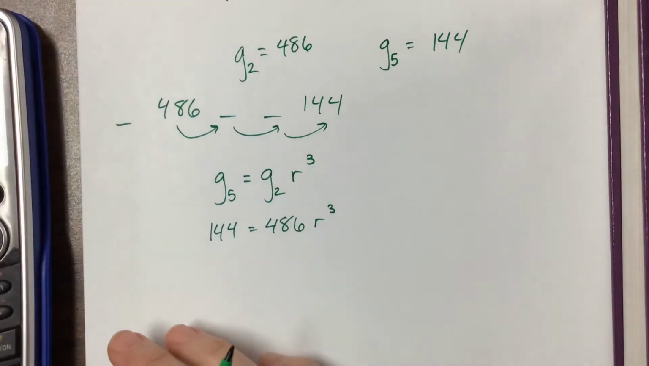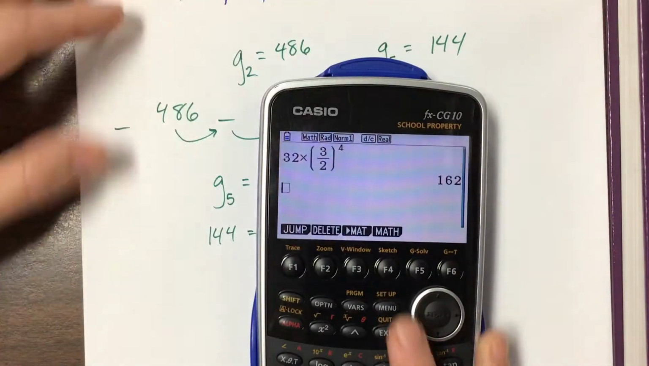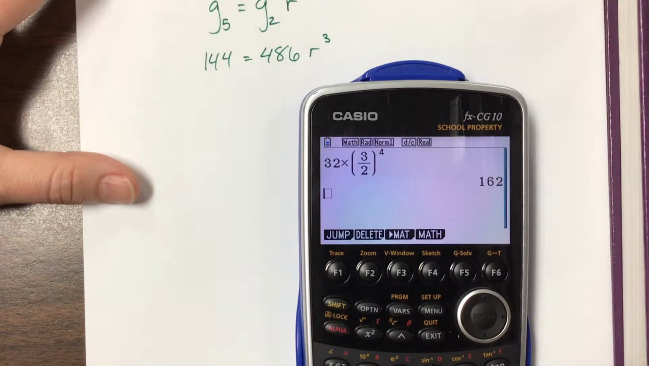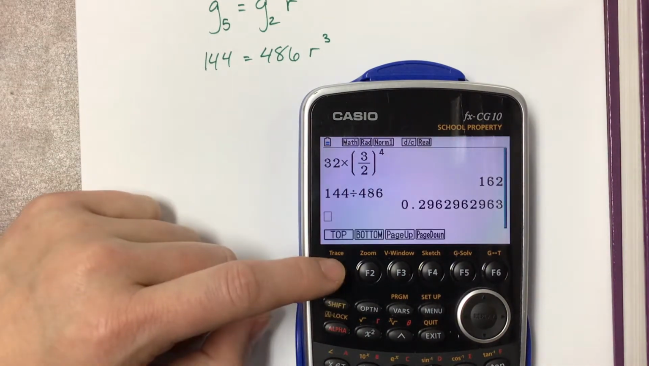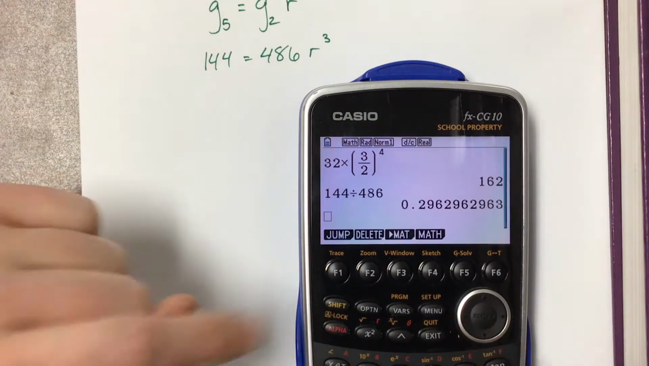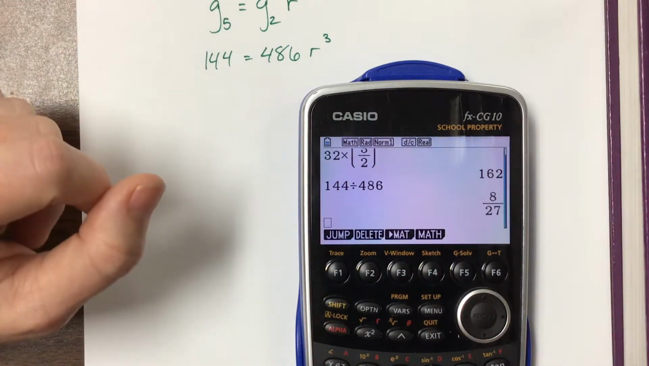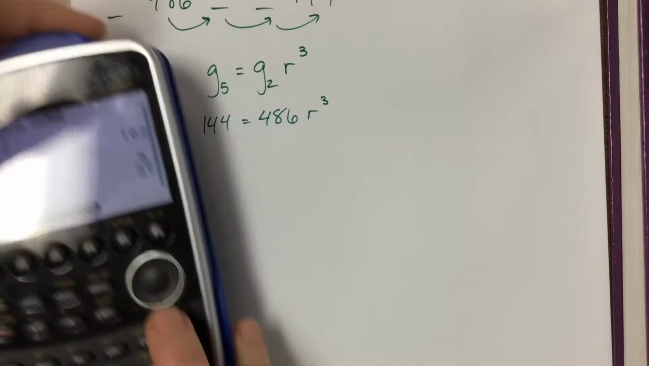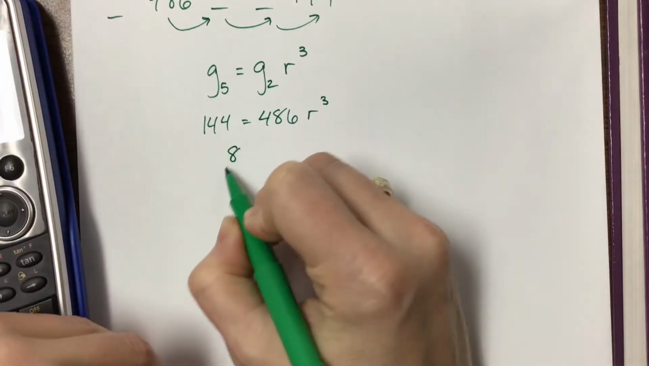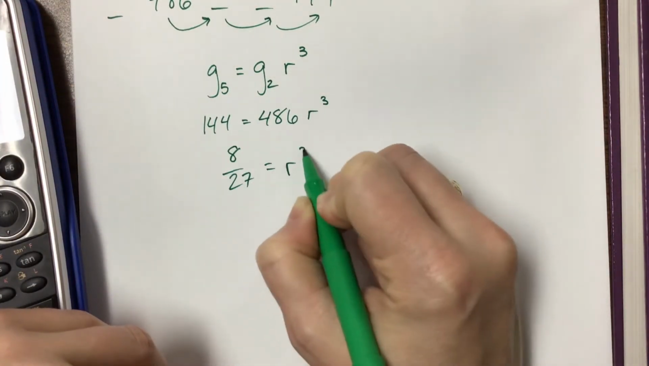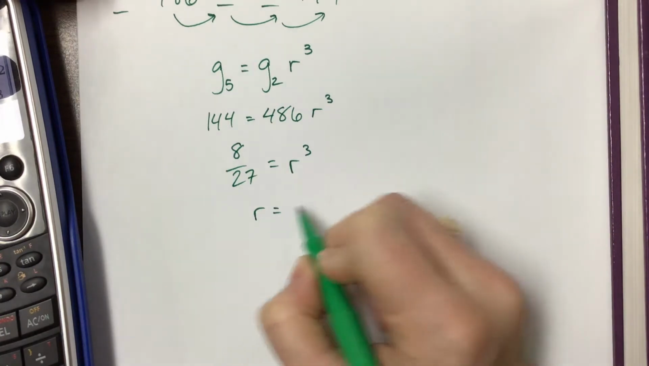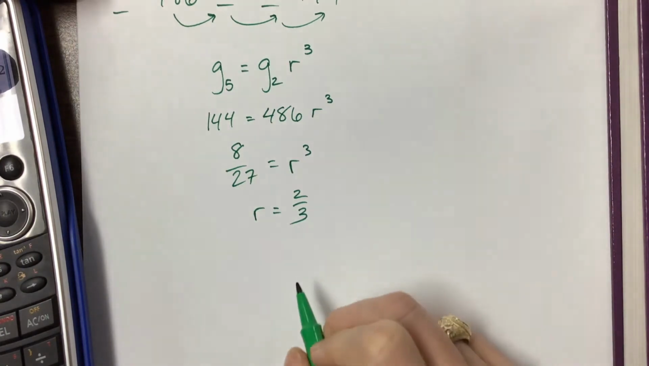I'm going to grab my calculator, go back to our main screen here. So what would I have? I had 144 divided by 486. That number means nothing to me, but if I change it to a fraction, all of a sudden life is grand. And I can see that 8/27 is equal to r cubed. Well, now I don't even need a calculator. I know that r itself would be 2/3.